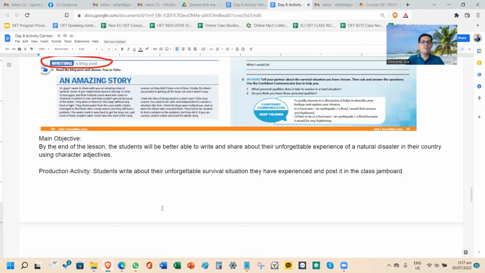Excellent. Because we want them to talk about it also, because again, we don't want writing to end in writing. Right? Write and present. And then the end product will be posting it in the Jamboard. So, students write and present their unforgettable survival situation they've experienced and post it in the class Jamboard. Okay. Excellent, an amazing story.